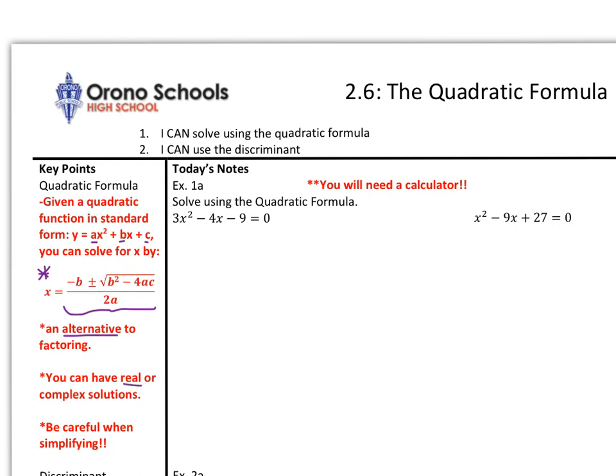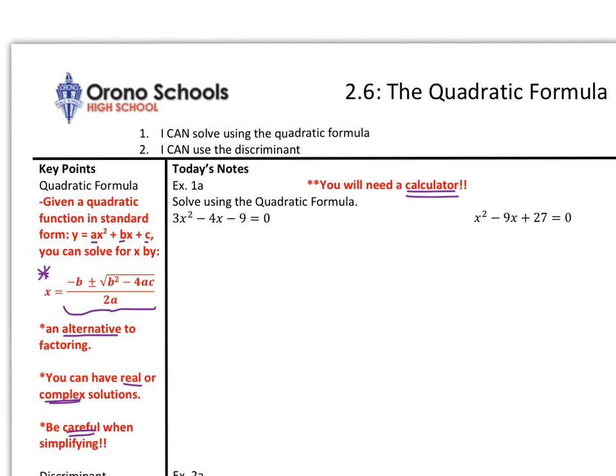Now this is an alternative to solving when factoring doesn't work. You'll have real or possibly complex solutions. And it's going to be super important to be careful when you simplify, because you're going to be working with square roots and some pretty big numbers. You're definitely going to want a calculator to help guide your work for quadratic formula. Make sure you have all this written out before we start our first example.